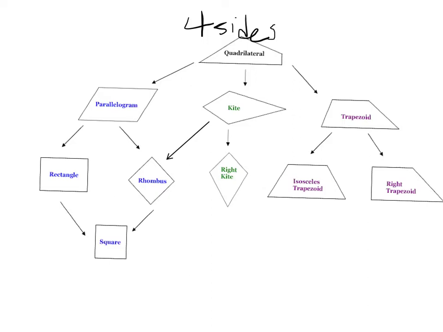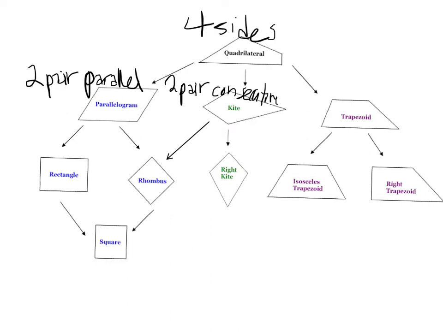So a parallelogram, what defines it, it has two pairs of parallel sides. Two pair parallel. A kite has two pair consecutive equal sides. And then a trapezoid has one pair of parallel sides. Okay, and so those are kind of like the three families that we go down from.